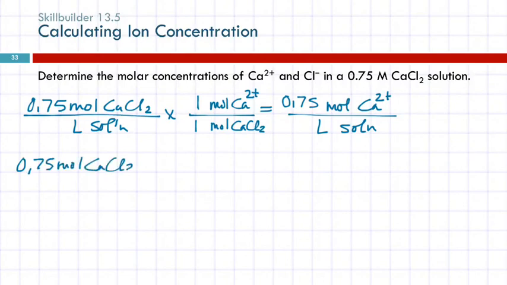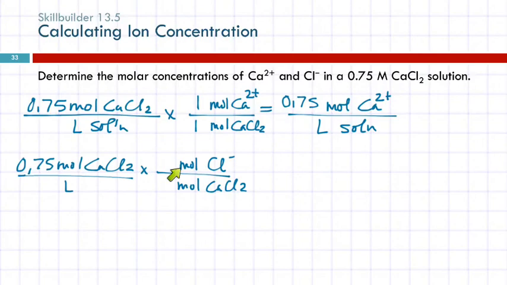If we're looking for the chloride ion concentration, we're looking at how many moles of chloride ion per mole of the compound. Well, what's this relationship? How many chlorides in the formula? 2. So this is 2 moles of chloride for every 1 mole. And this is going to be 1.5 moles of chloride ion per liter.